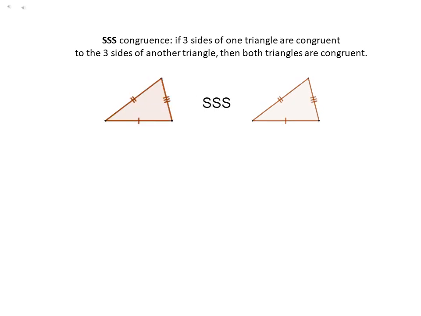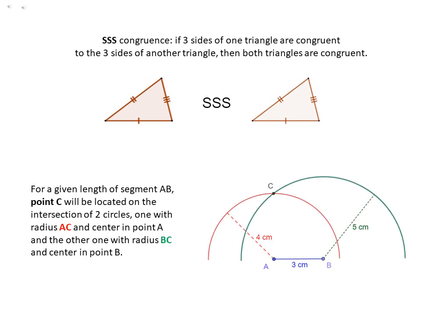The SSS congruence theorem states that if three sides of one triangle are congruent to the three sides of another triangle, then both triangles are congruent. In the figure below, it is shown that once we select the lengths of three segments, only one possible triangle can be drawn.